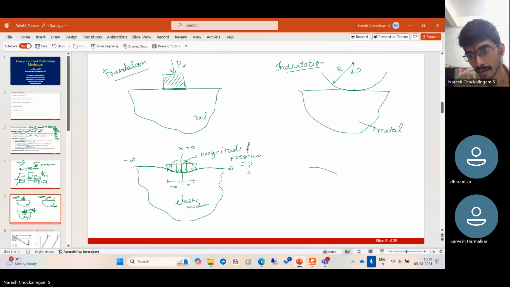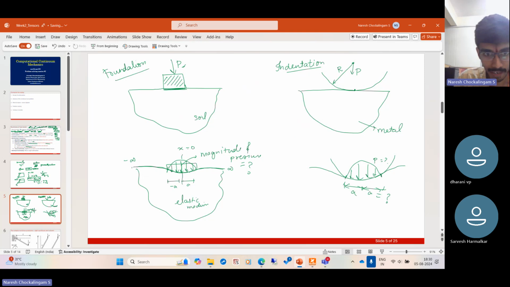So it will take some configuration like this. So this is the ball. But here, we don't even know which region is going to be in contact. So this region A is actually unknown. So we don't know what A is. And over this region, we also don't know the distribution of pressure.